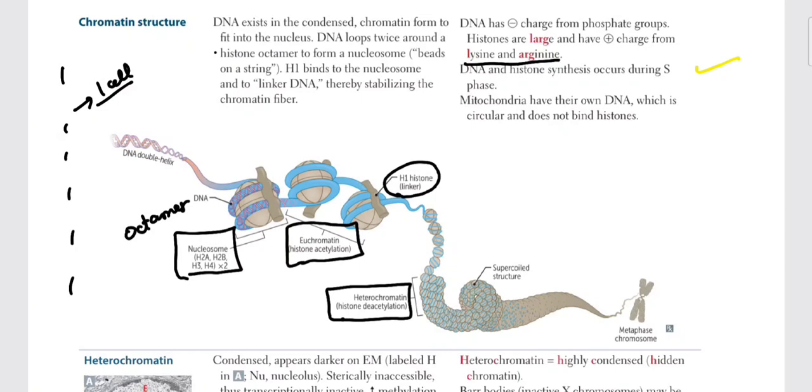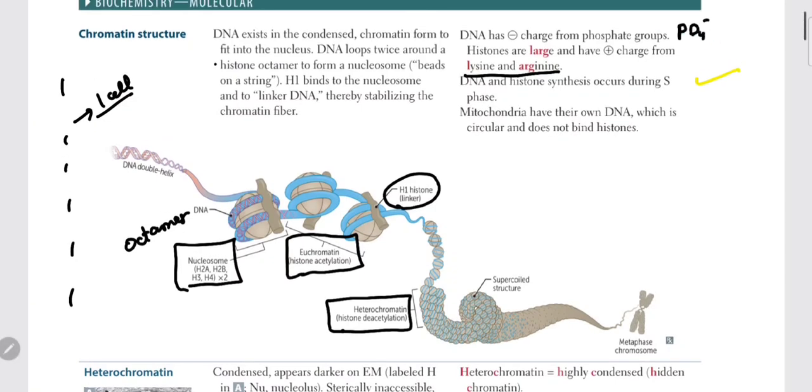DNA has negative charge due to phosphate groups, as we studied in chemistry that phosphate groups have negative charge. Histones are large and have positive charge due to lysine and arginine. DNA and histone synthesis occurs during the S phase, which is something I think they can ask you in questions as well. Then we have mitochondria.